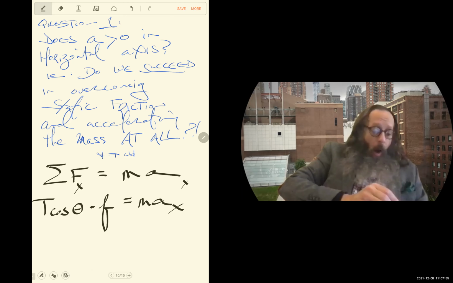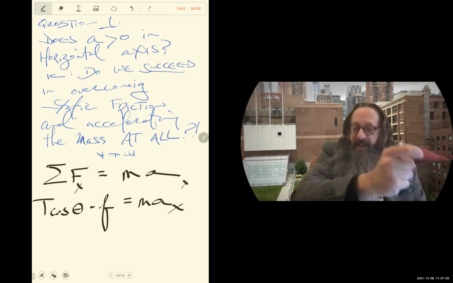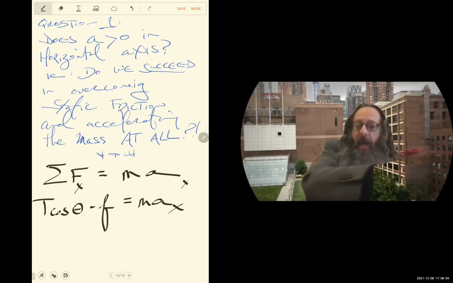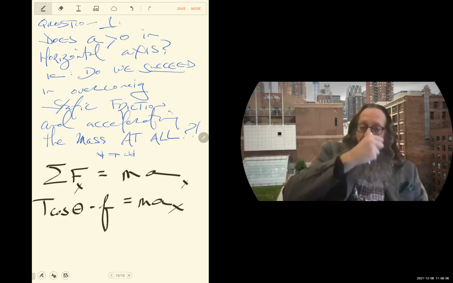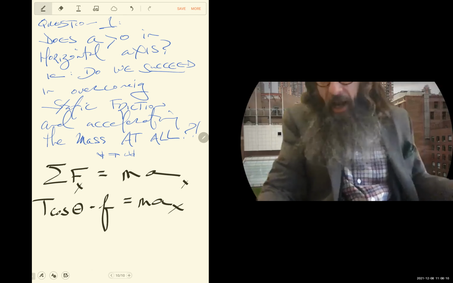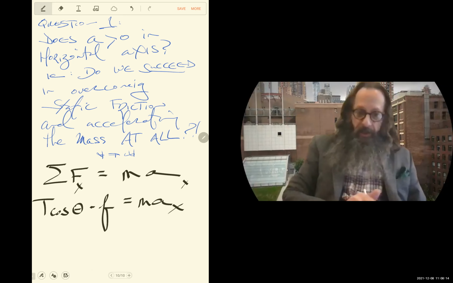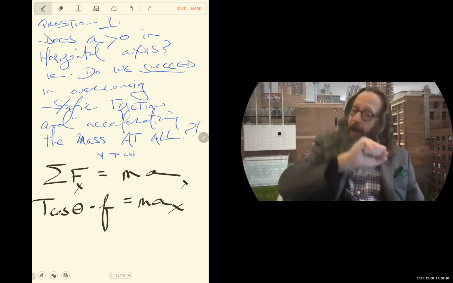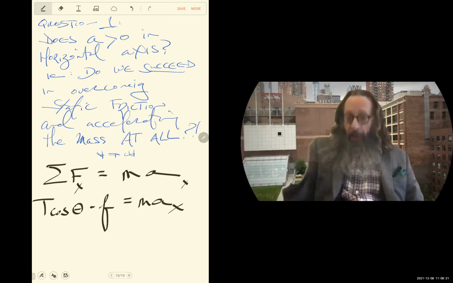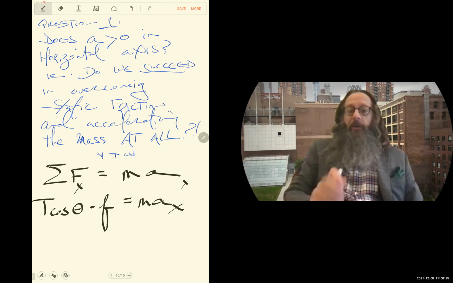You see how on the left side, the whole point of all this is expanding F net, the sum of the F's. The whole math that happens is an expansion of the left side of F net equals MA. The right side is always just M times A. The left side is what gets expanded and complicated, and we only know what to put there because of these diagrams, right? So we have T cosine theta pulling to the right minus friction pointing to the left equals MA in the x-axis.